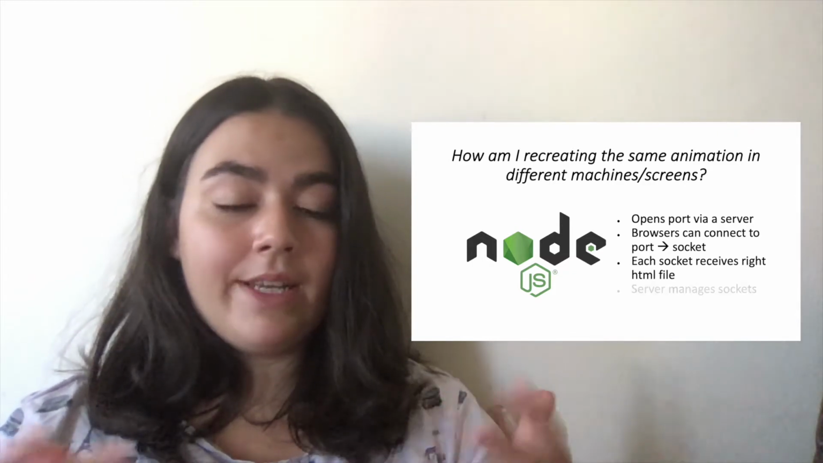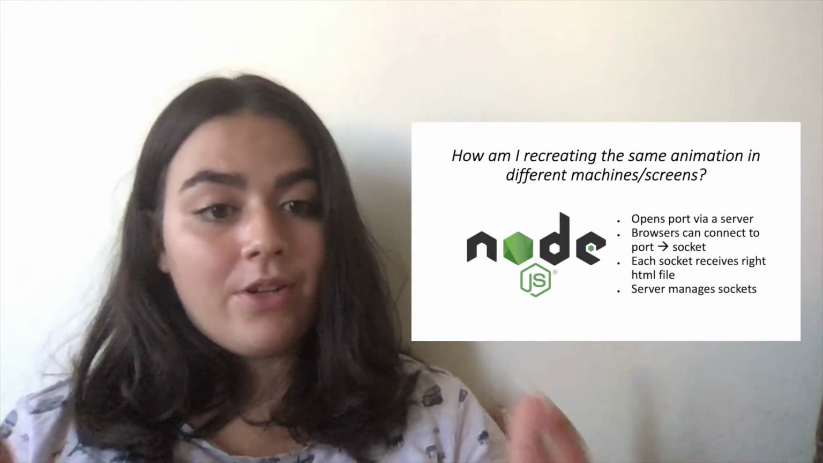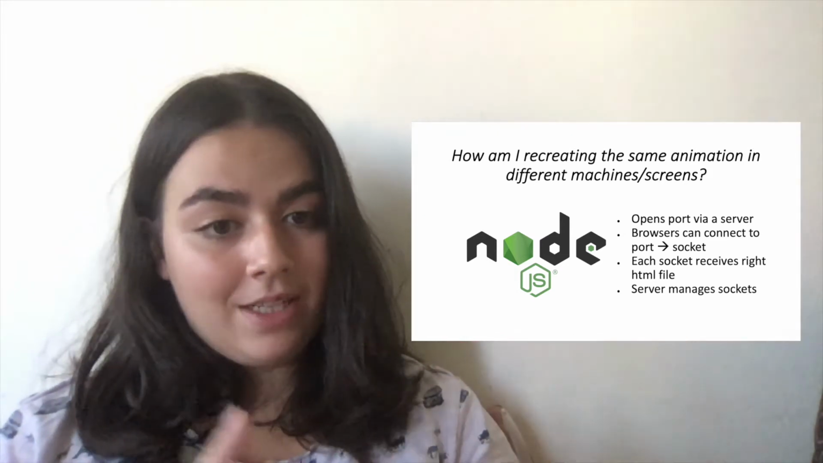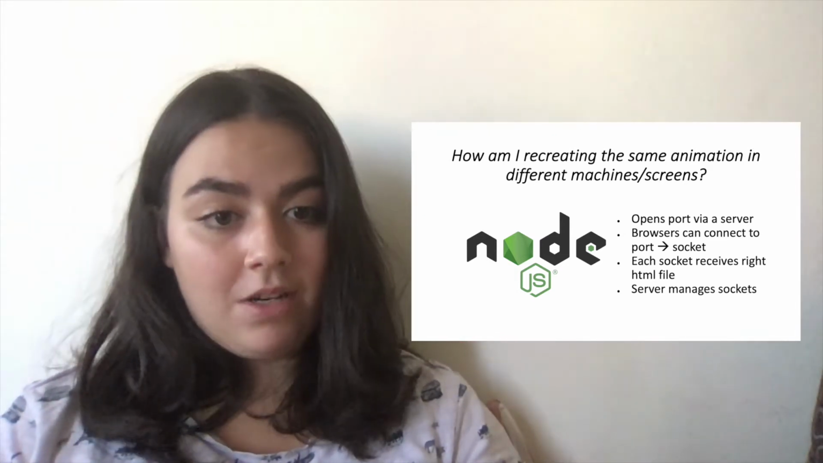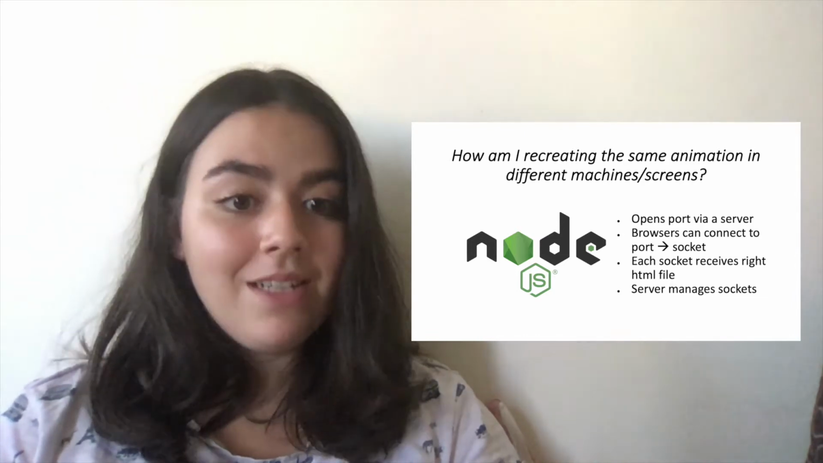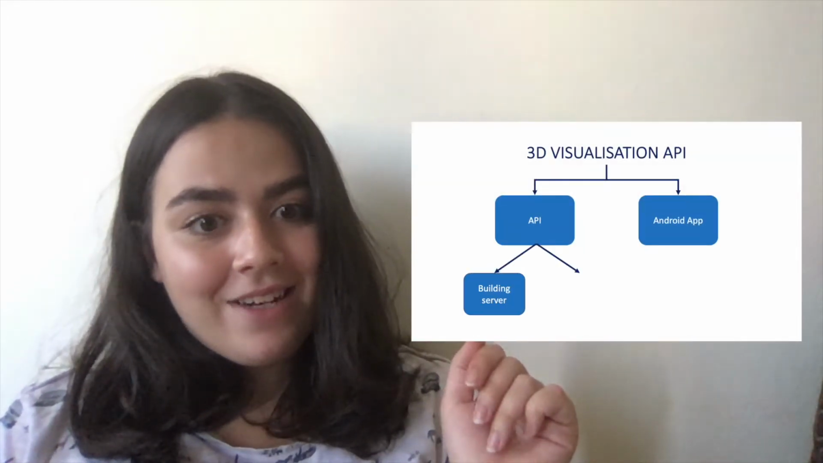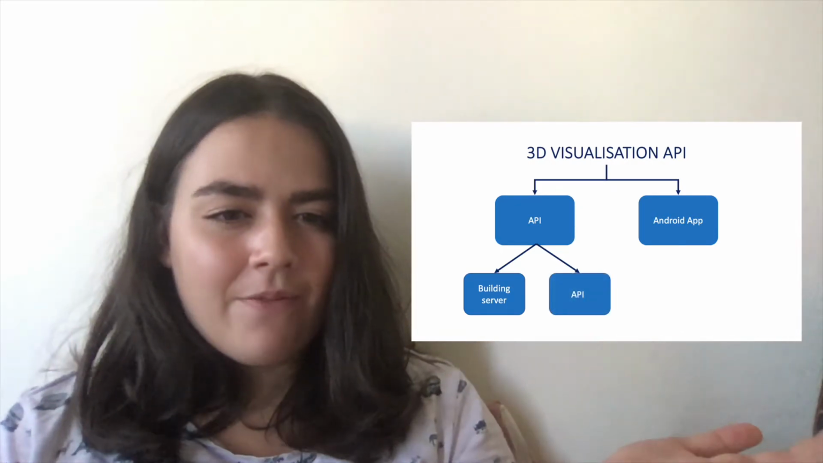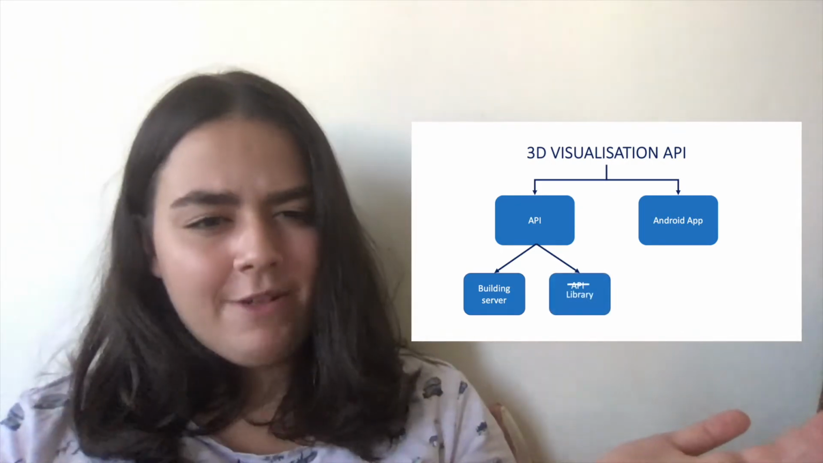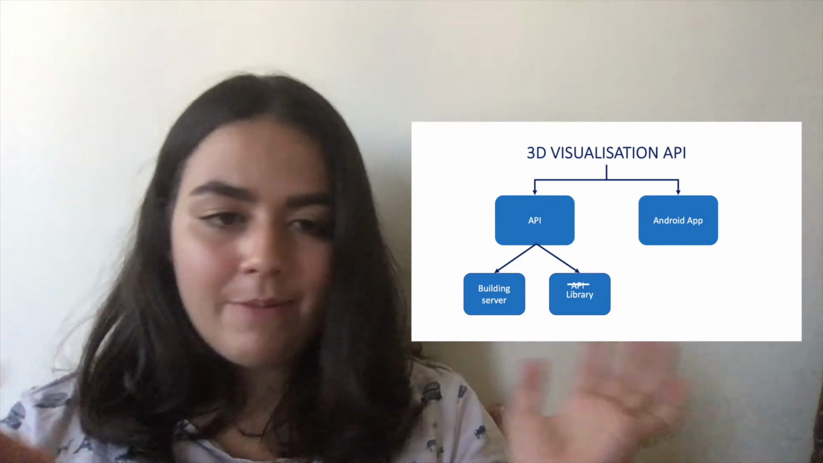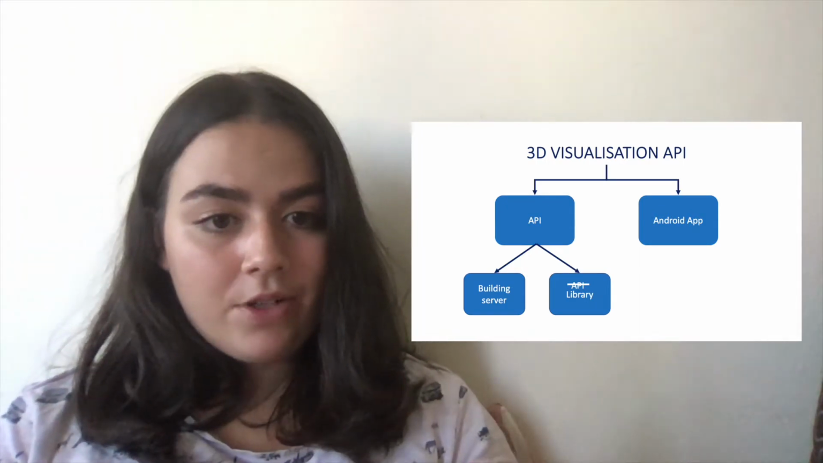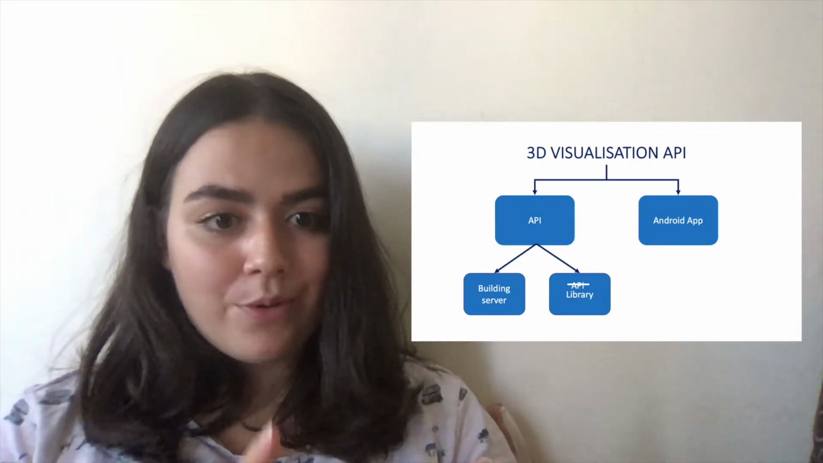All I need to worry about is how I am going to deal with new screens, with new sockets connecting to the server, and how I am going to manage them. So with this, I need to subdivide the API part even more into how to write the server, and then of course the API itself. I'm going to call it the library to not get us confused, but the library is just the collection of functions that a developer would use to create the 3D scene.